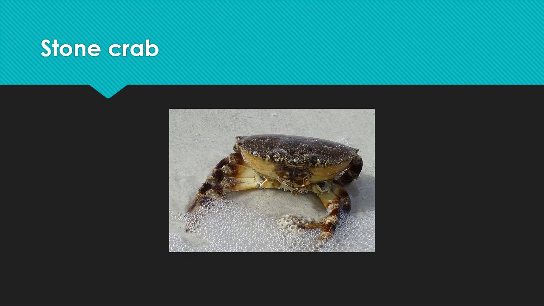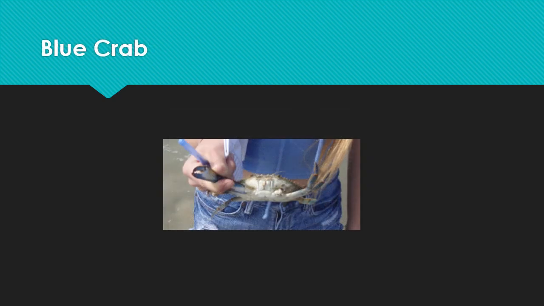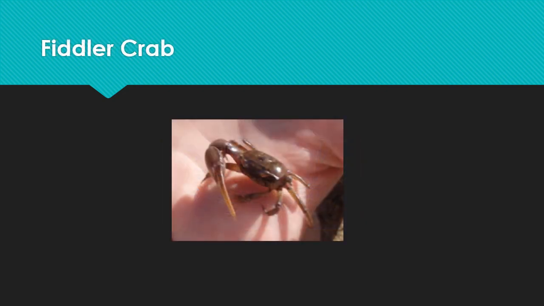The stone crab, this one has no claws. They are famous for their meat. These claws grow back, so they are a sustainable resource if managed properly. The blue crab is one of the more common crabs in our flats. And the fiddler crab, which lives in the intertidal zone and burrows. That is a male because it has the large claw for display. The females do not possess the large claw.